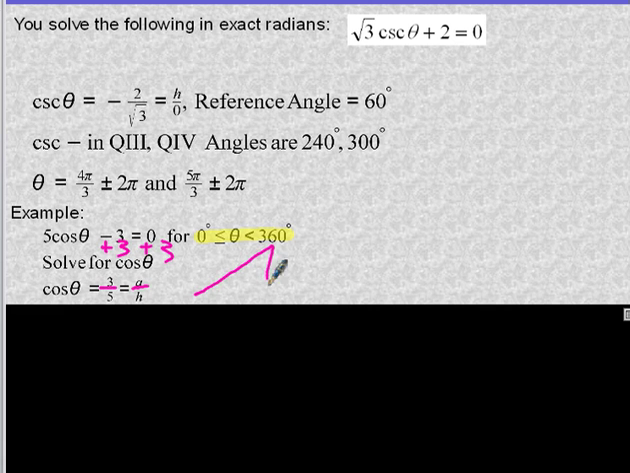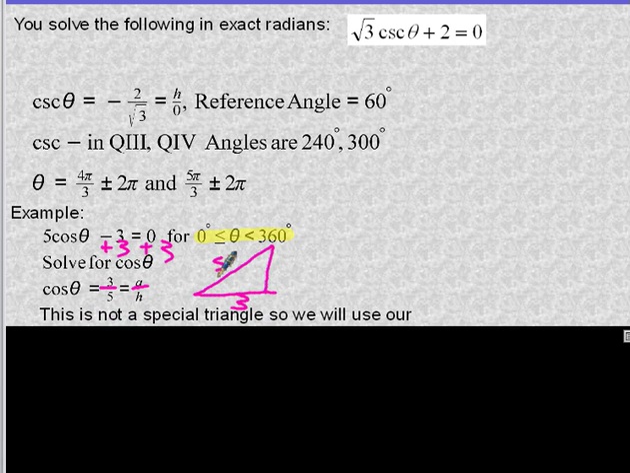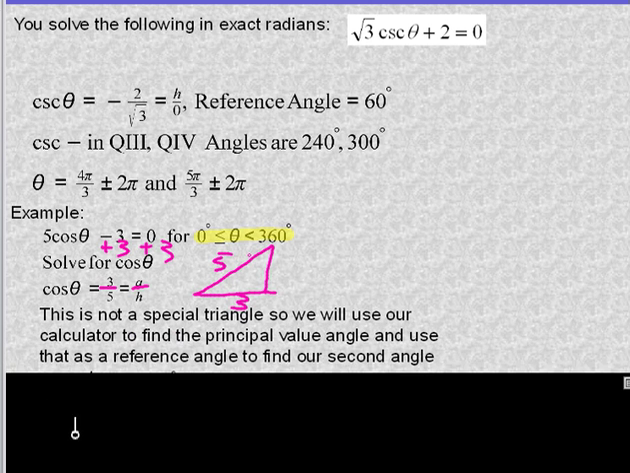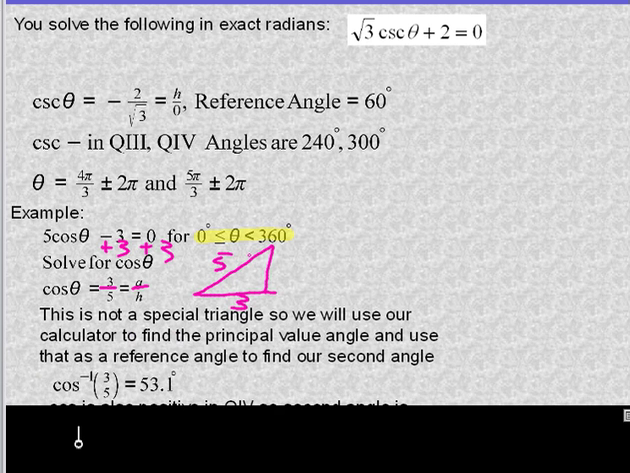So we're going to see quickly we don't have a special triangle like that, so we will use our calculators. So we want to find the angle that has an adjacent of 3 and a hypotenuse of 5. So we're going to use inverse cosine. Inverse cosine gives us 53.1, but remember we're in the range 0 to 360, so we want 2 angles.